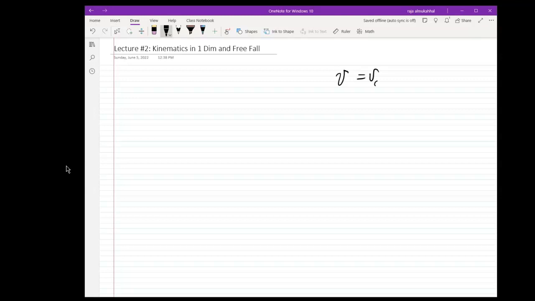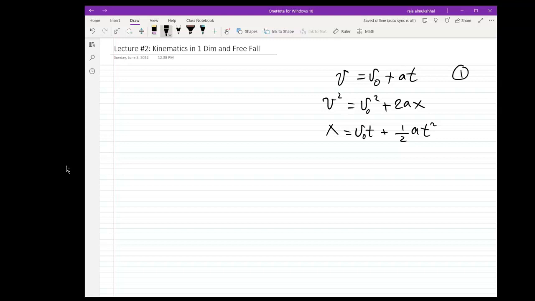V equals V naught plus AT. V squared equals V naught squared plus 2AX. And X equals V naught T plus 1/2 AT squared. These are collectively called the equations of kinematics, and I like to number them equation number 1, number 2, and number 3 in this particular order.